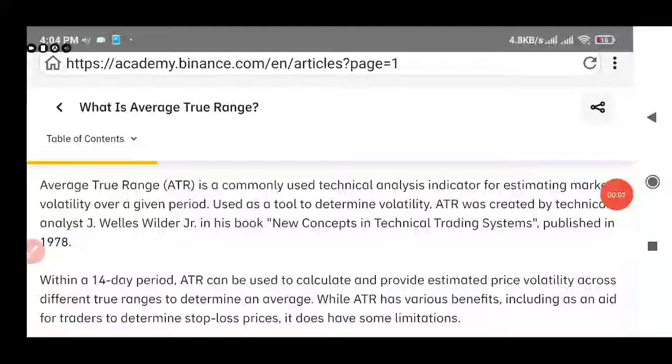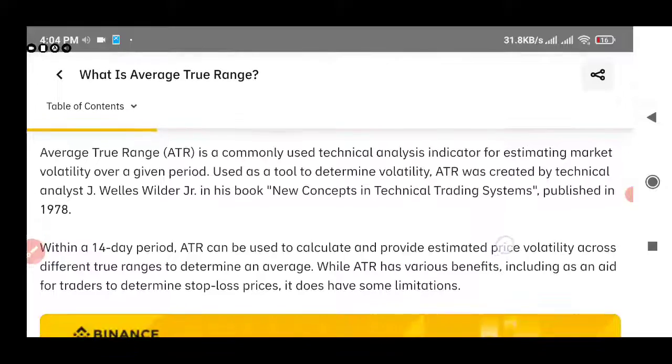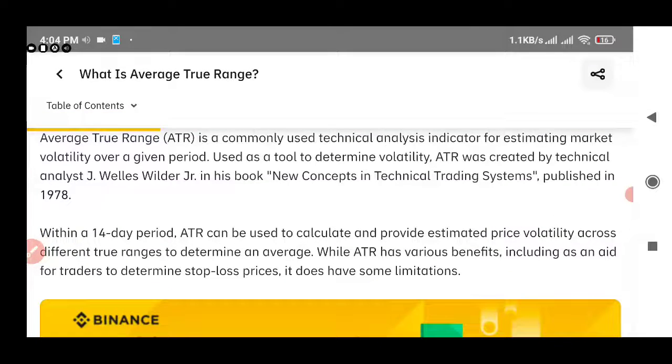What is average true range? TLDR. Average true range (ATR) is a commonly used technical analysis indicator for estimating market volatility over a given period. Used as a tool to determine volatility, ATR was created by technical analyst J.